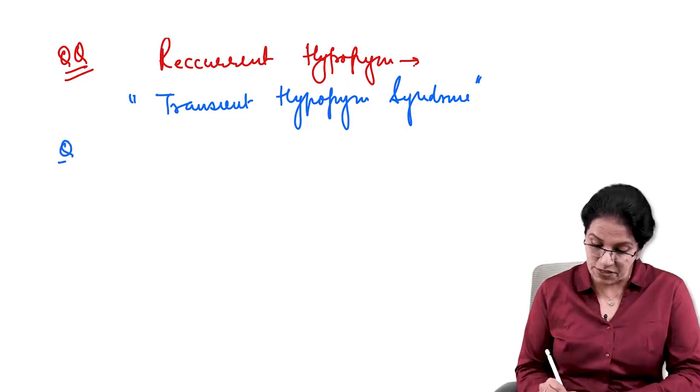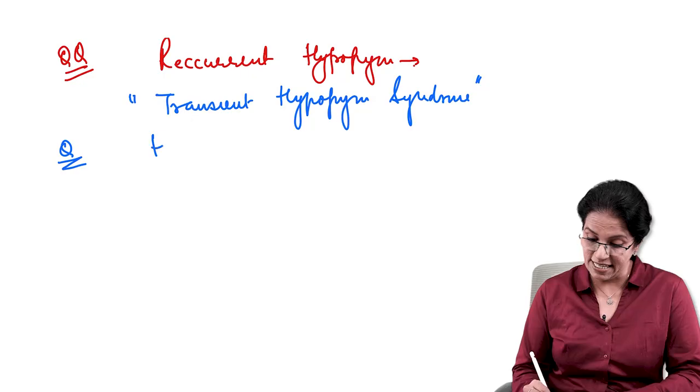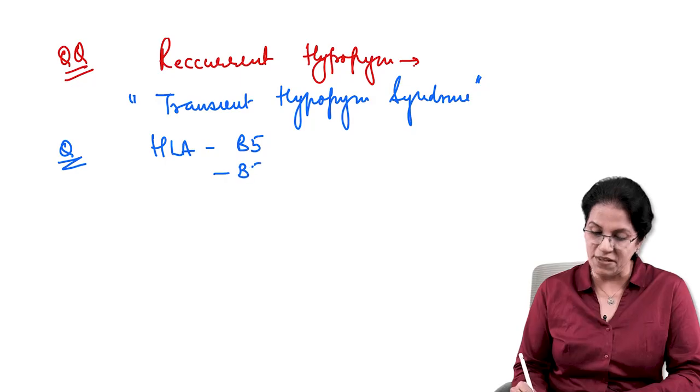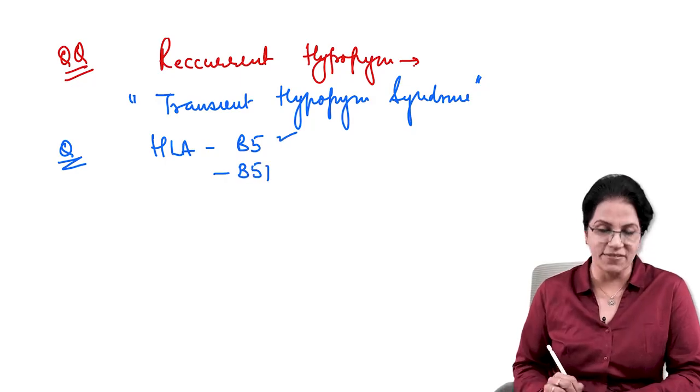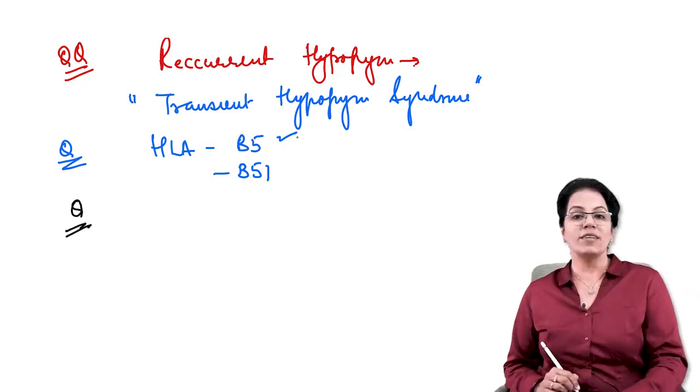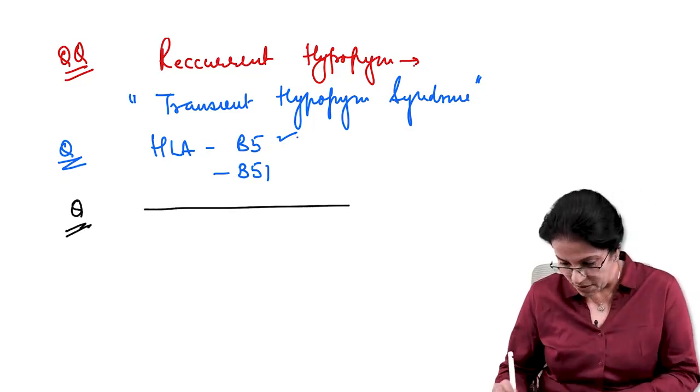What was the next question which I had already discussed with you? HLA association. So, it is HLA B5 and B51. Which is more common? We will answer B5. Next. What is the type of uveitis? We put it in the box, very important.